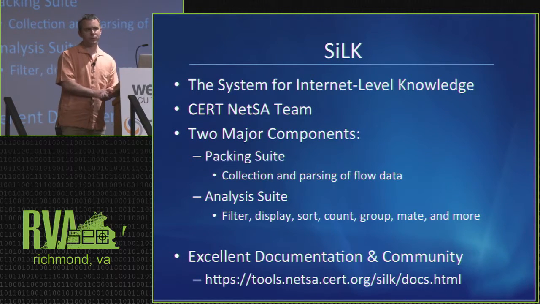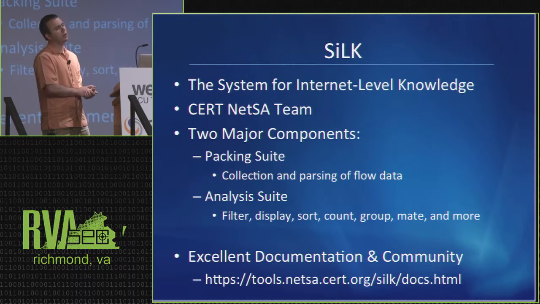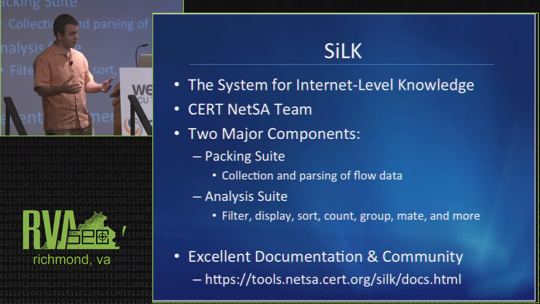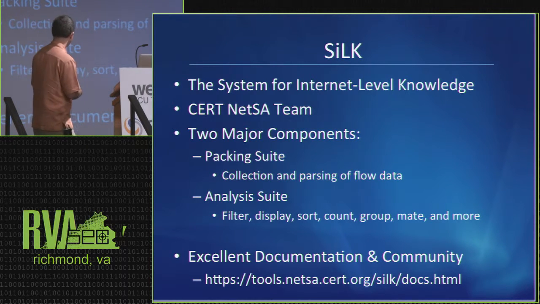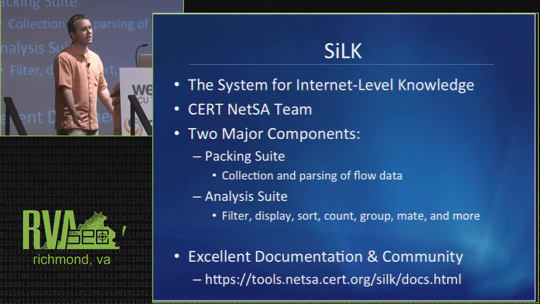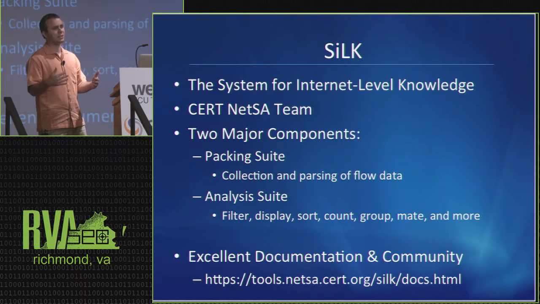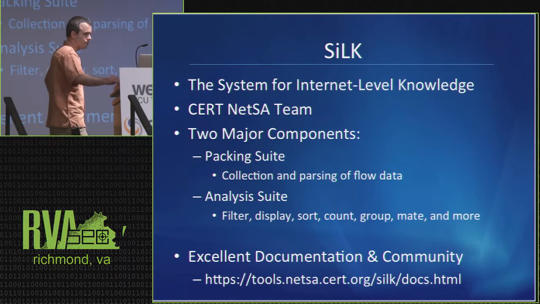It's essentially two different things. There's the packing suite that, when you send it flow data, will pack it up into some files, and then you can parse that with the analysis suite. A lot of people use the term Silk database. Really, it's not a Silk database as much as it is a bunch of binary files stored in a directory structure that is basically the input. So when you actually run commands, there's this input switch. It's essentially looking in those directories directly, and that's why it's sorted that way.